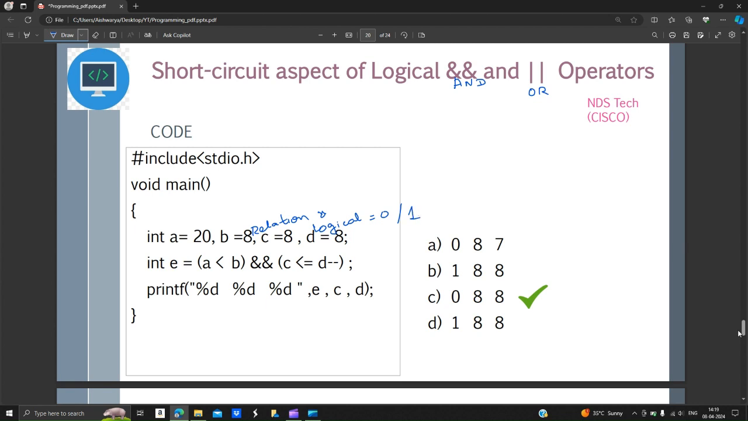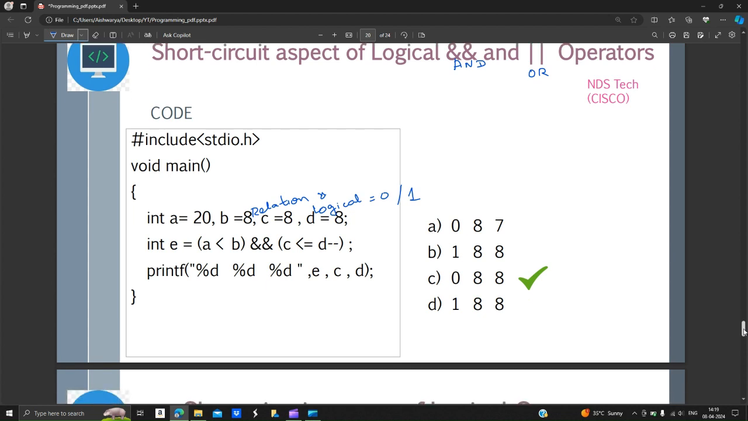So here what is the value that is given? A is 20, B is 8, C is 8 and D is 8. So if we directly examine this expression A less than B, so we have 20 less than 8. Is it true? No, it is false. So false means it is 0. Note that relational and logical operators always give you 0 or 1. Then we have logical and, which again will give you 0 or 1 because it is a logical operator.